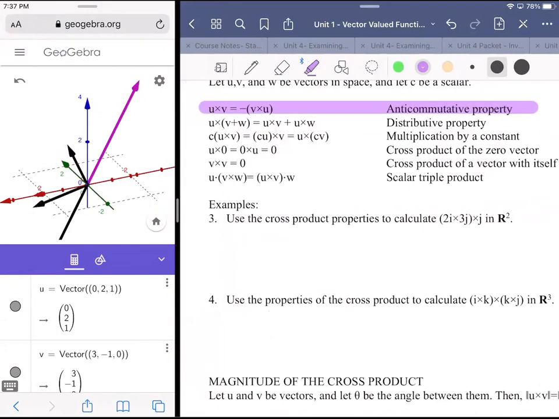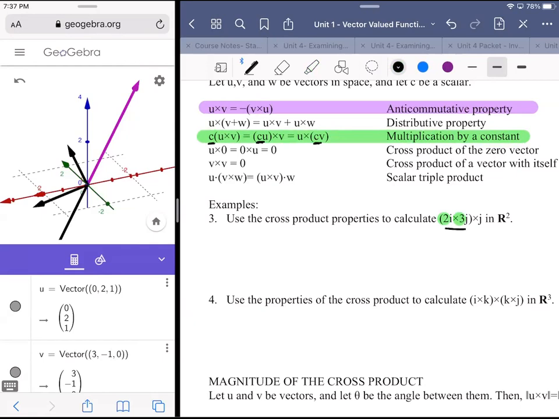All right, so let's take a look at number 3. It says use the cross product properties to calculate 2i cross 3j cross j. Now we have the multiplication by a constant rule. That allows us, I can kind of cut to the chase on this one. It allows us to pull out the constants because you see in this rule, the constant can be attached to the U or the V, but it still factors out of the whole thing.